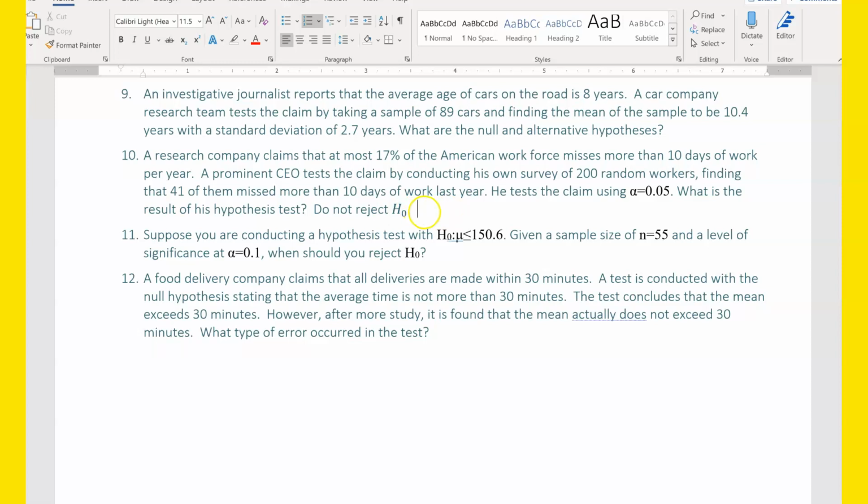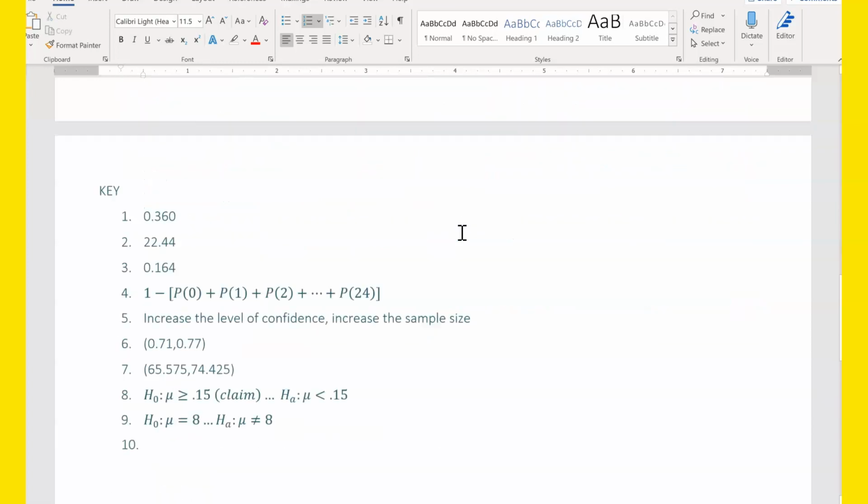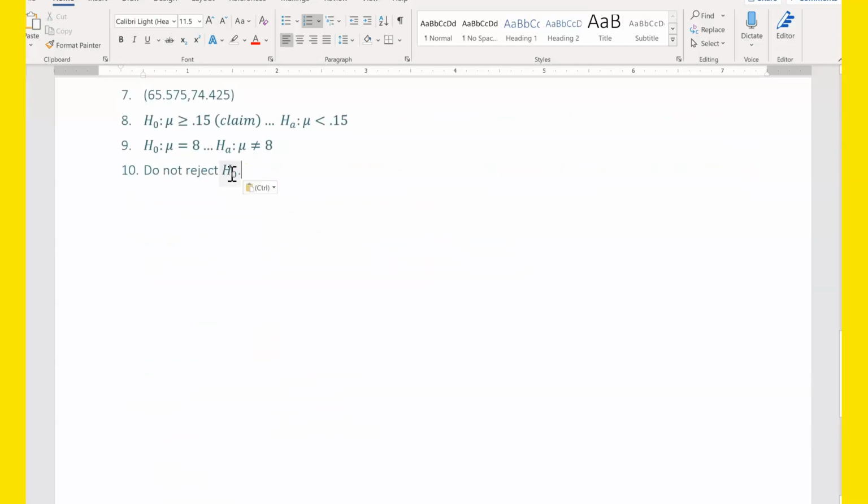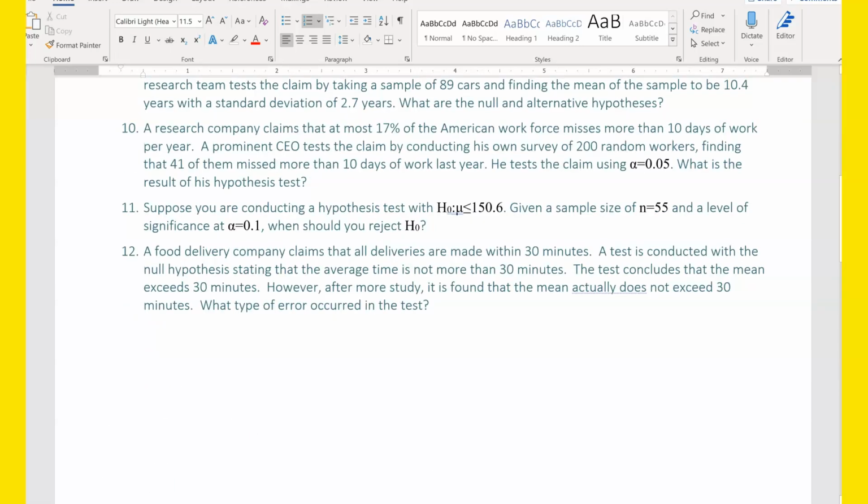Now, if we had gotten something in our sample to where the 17% was outside of that confidence interval, then we would reject. We would have rejected H naught. We would say that our hypothesis test would suggest that more than 17% miss more than 10 days of work. So I think this is about all we can say for that one, and you can do that again with a confidence interval method.